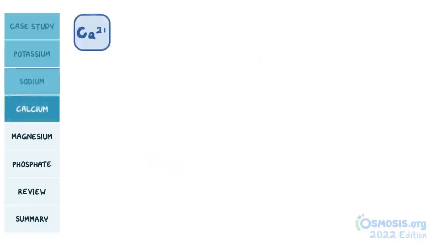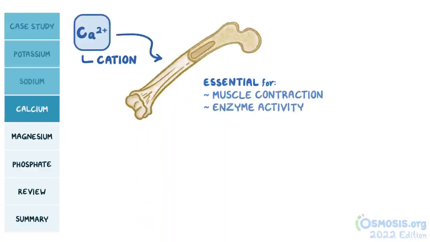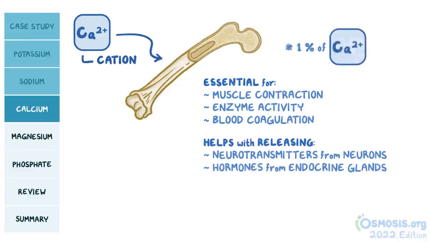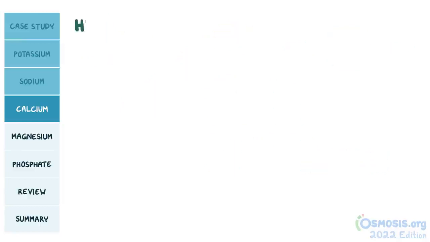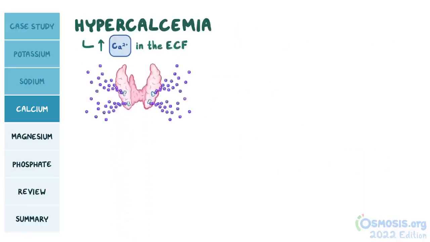Okay, moving on to calcium, which is a cation that's mostly located in the bones and is essential for muscle contraction, enzyme activity, and blood coagulation. It also helps with releasing neurotransmitters from neurons, as well as releasing hormones from the endocrine glands. About 1% of calcium is in the ECF.